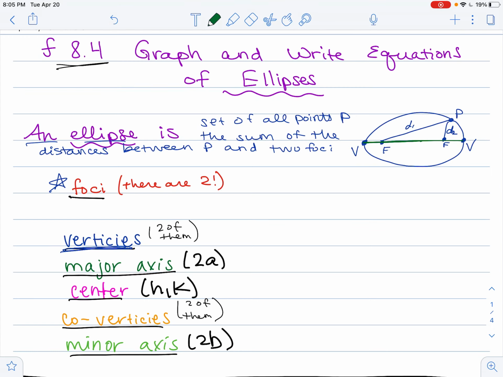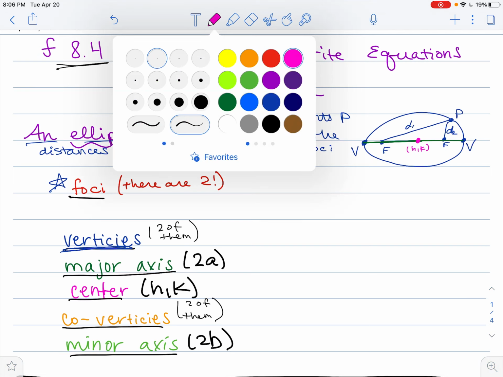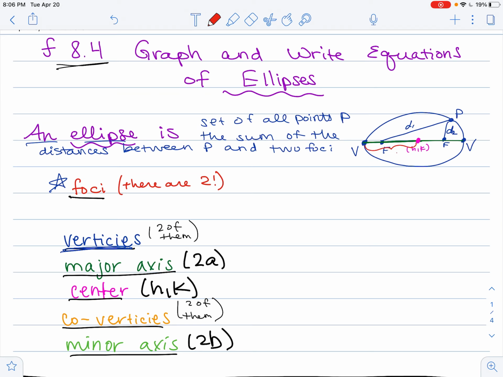And if this is the center, so I'm going to put that in pink, we'll call that point H comma K. The distance from the center to each vertex is what we call a distance of A. So we call this right here A, which is why the total major axis is 2A long. So the whole axis is from vertex to vertex, but half the distance is just this value for A.